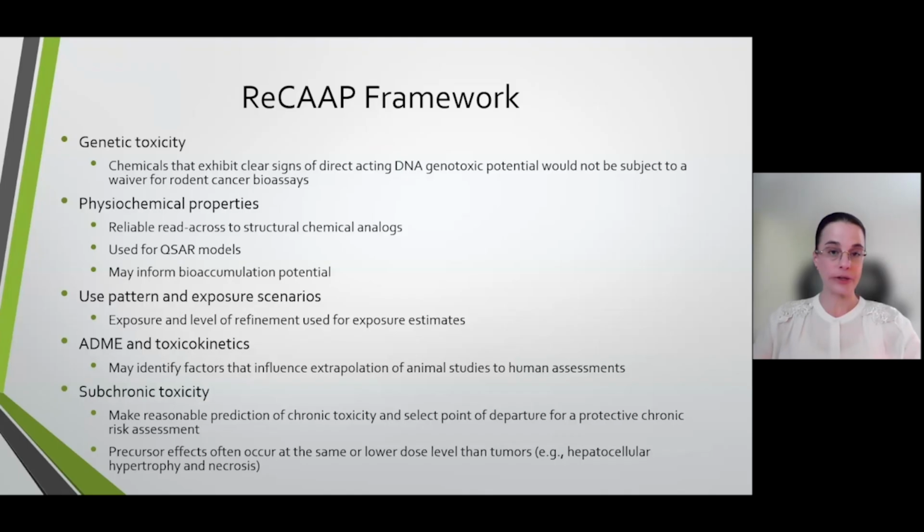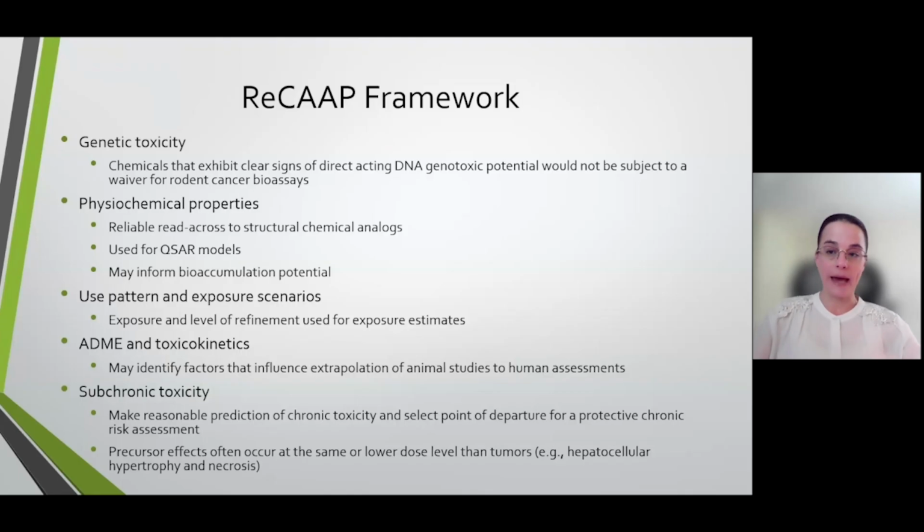So this leads us into the actual RECAP framework. The first thing to consider when you're reviewing the framework and trying to put your chemical of interest into it is the genotoxicity of that chemical. Genotoxicity is an established mechanism of tumorigenesis, and tumors that can be attributed to this mechanism would be considered relevant to humans, and the framework would not be applicable. The framework is really only applicable for non-genotoxic, non-DNA reactive chemicals. So right off the bat, if you have a chemical that you know is genotoxic, it would not be placed into this framework.